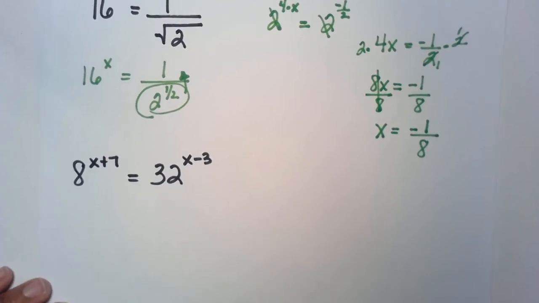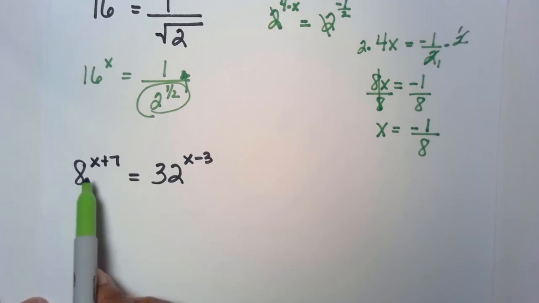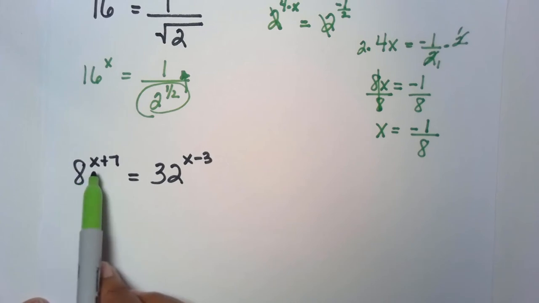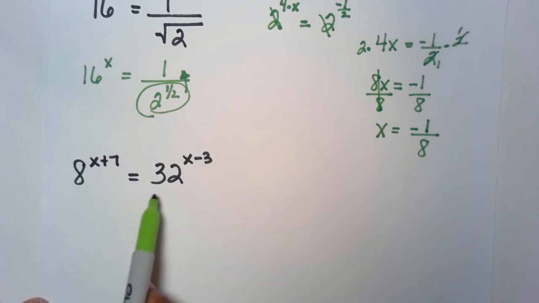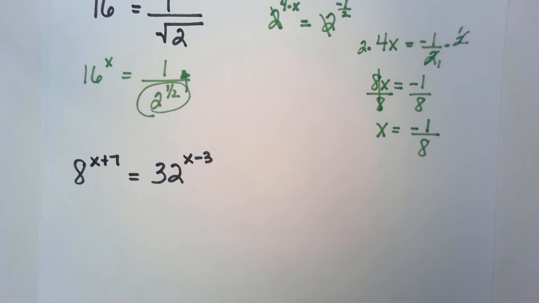All right. So next, 8 raised to the x plus 7 is equal to 32 raised to the x minus 3. We want to come up with a common base. We can't use 4. 4 raised to a power that would give us 32? You have 4 squared, which is 16, 4 cubed, which is 64. So that's not going to work. So I can tell right now, we have to have a base of 2.